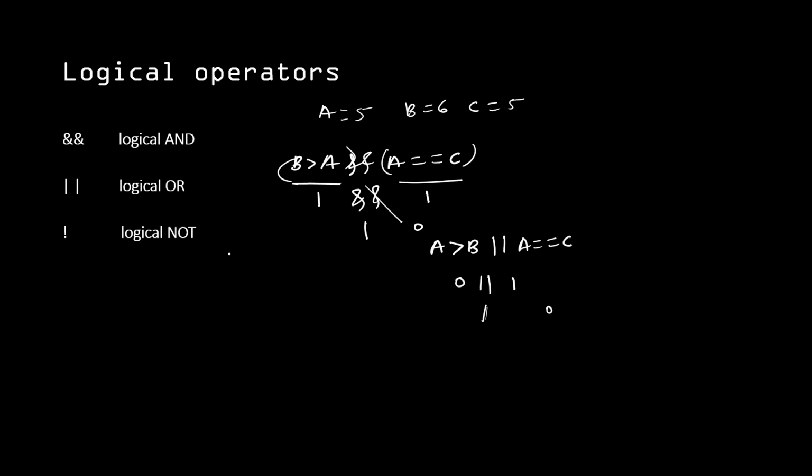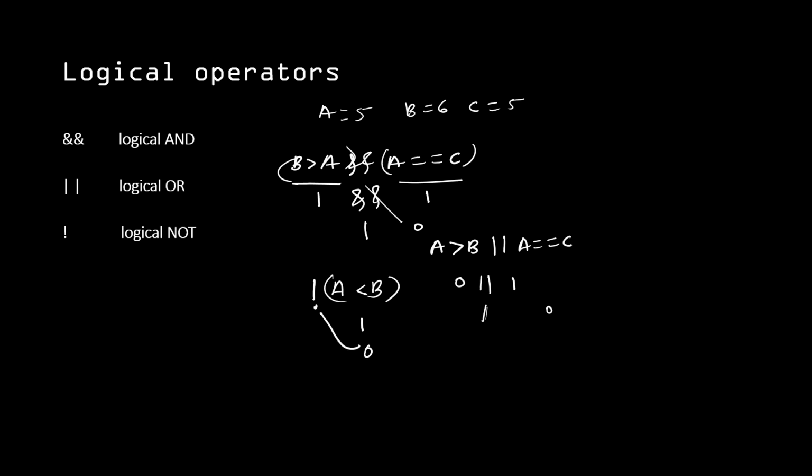Now to use our logical NOT, if I write a is less than b, this is a true statement. So this statement will return 1. Now if I want to reverse this result, I am going to simply use a NOT operator. Now a is less than b, meaning that it will return 1, but since we are using our NOT operator, the result will be converted to 0.